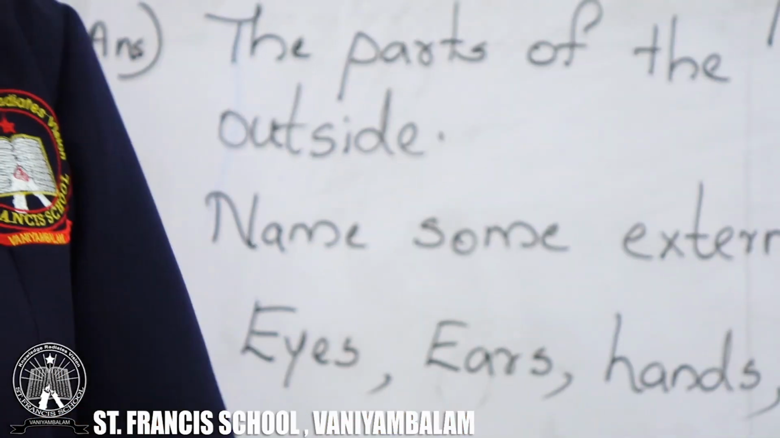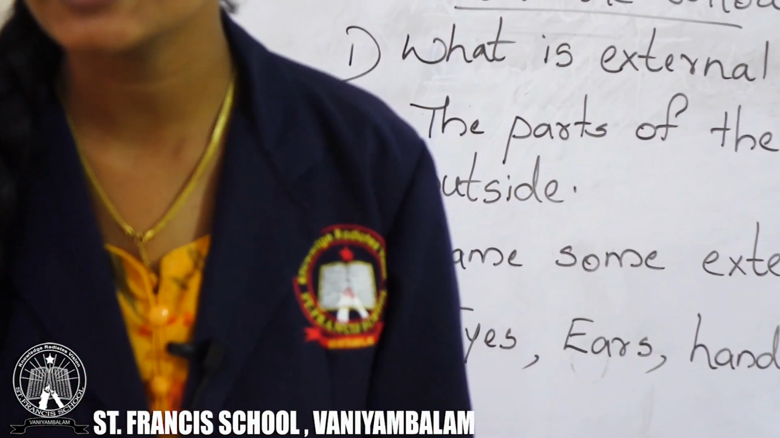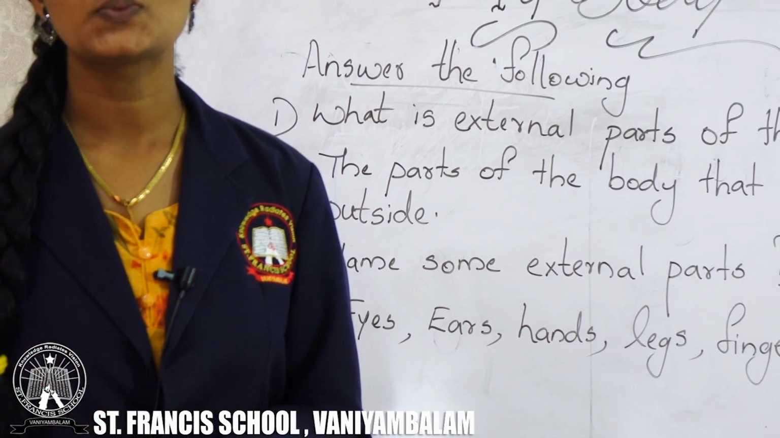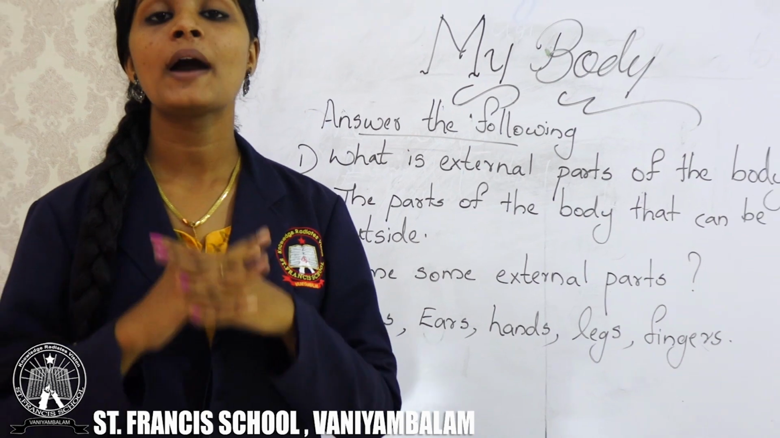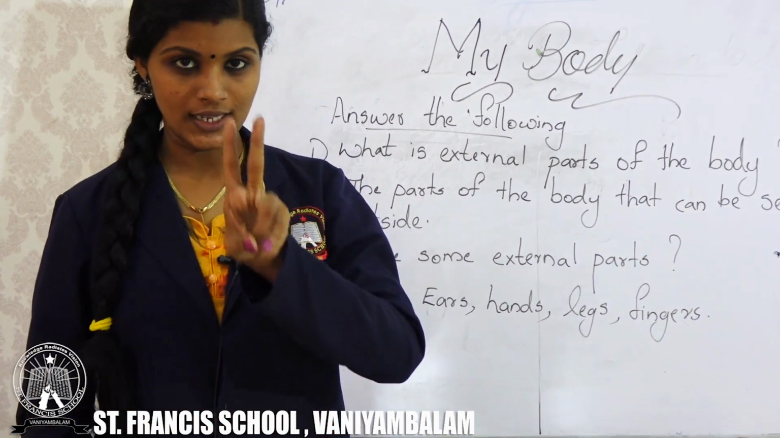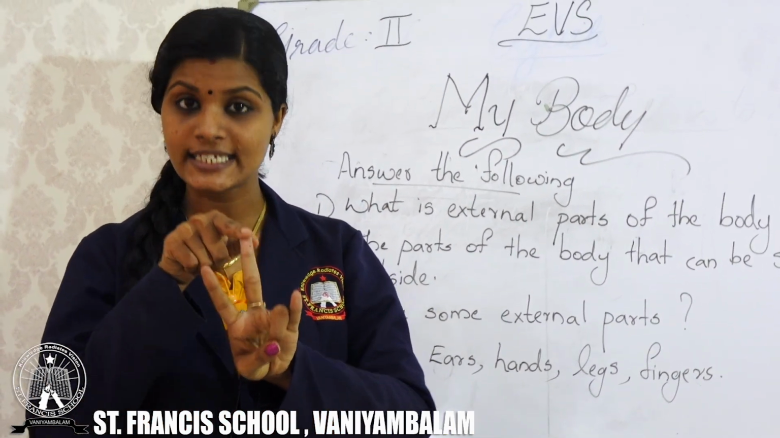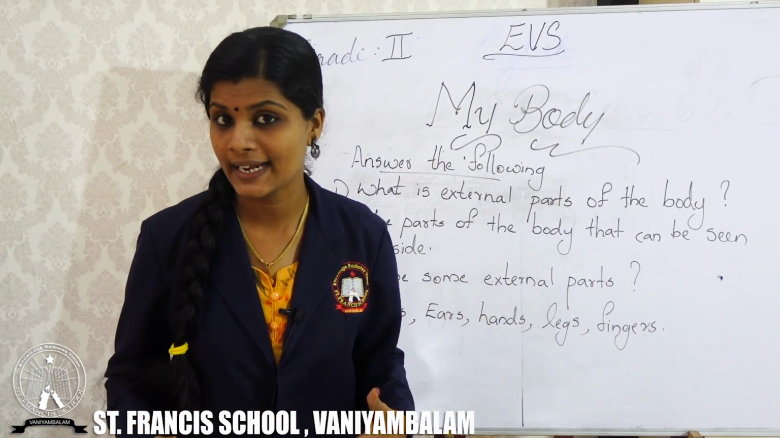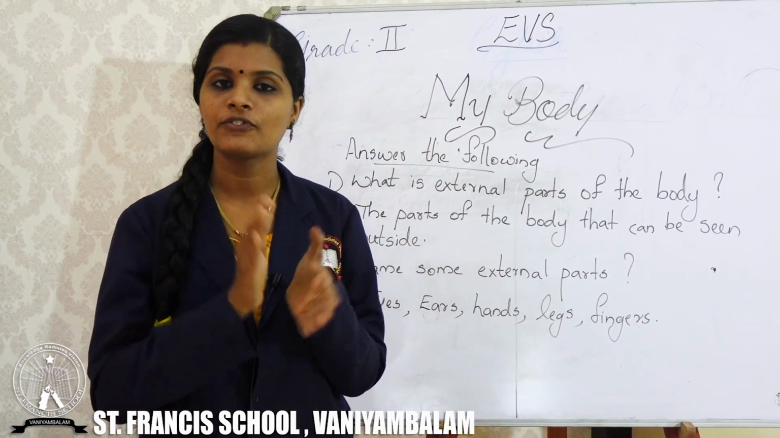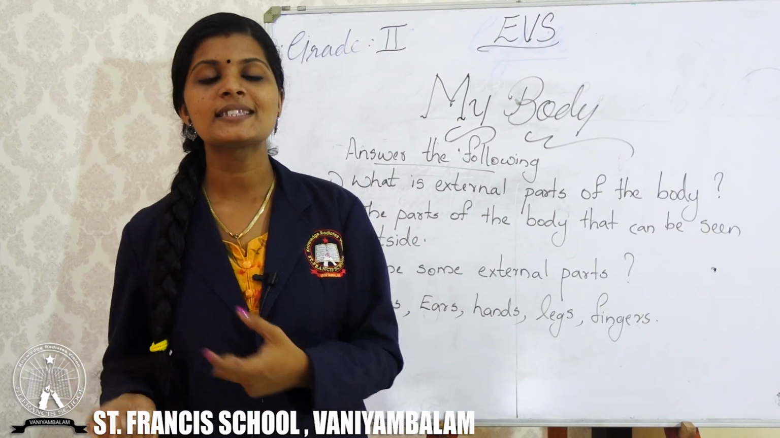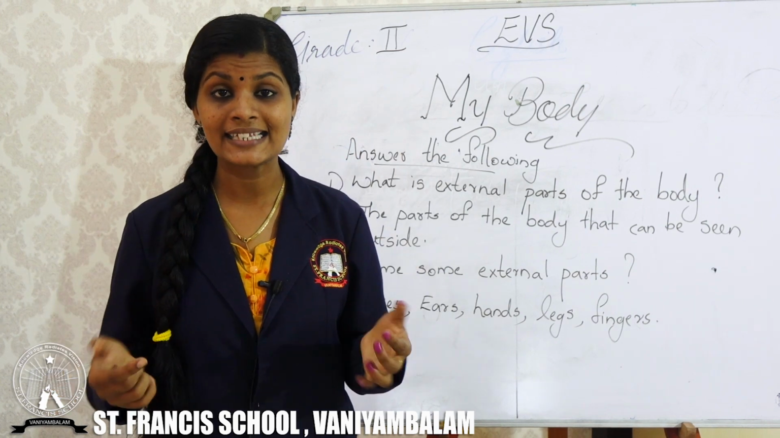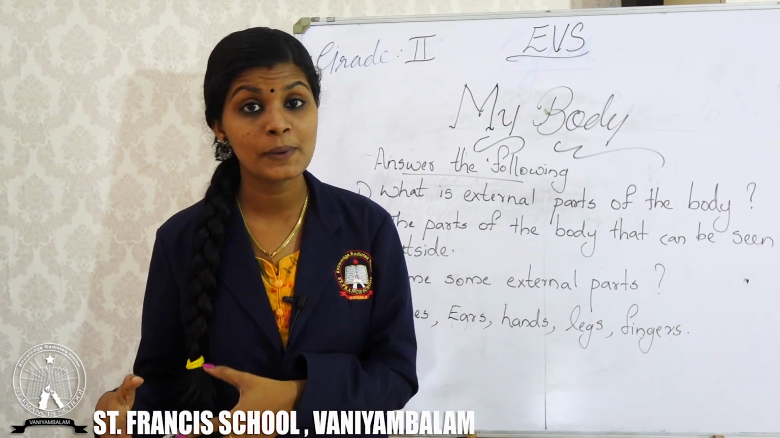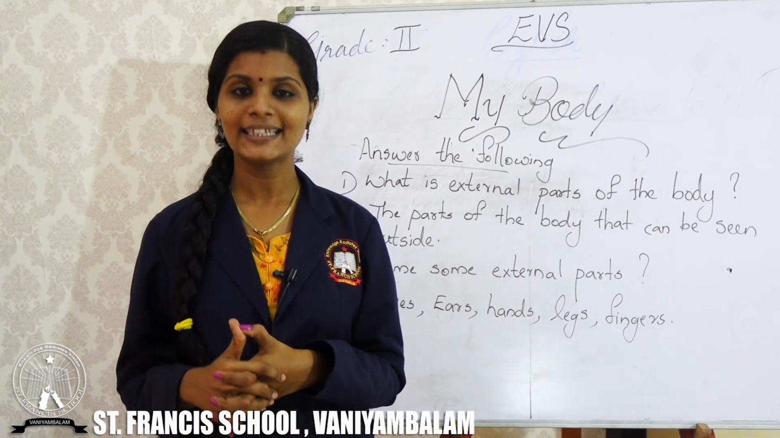Okay, so hope all of you are clear about that. So in today's class, we have discussed about the parts of our body. Two parts are there, external parts and internal parts. External parts means which we can see outside. And also we have studied some of the names. Internal parts means which cannot be seen, that is, it is inside. They are internal parts. These parts help us to stay active and healthy.